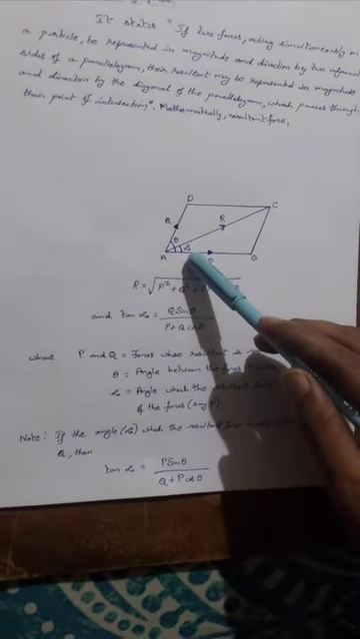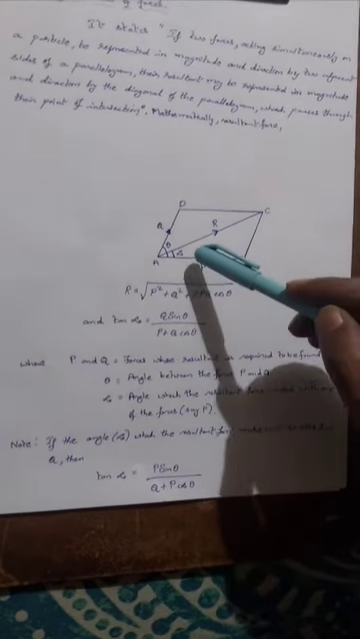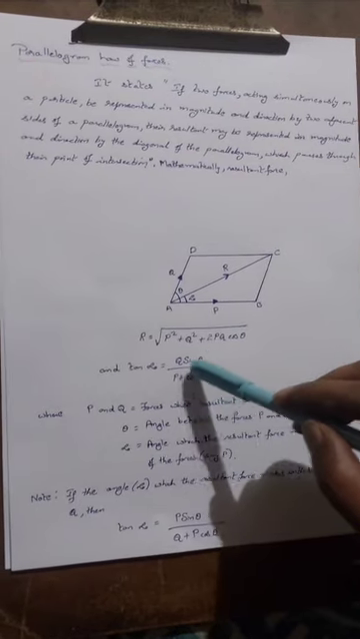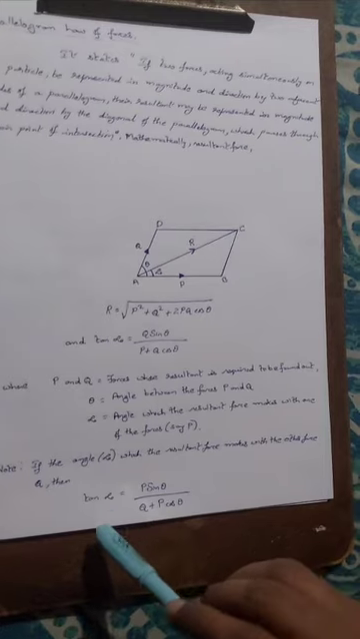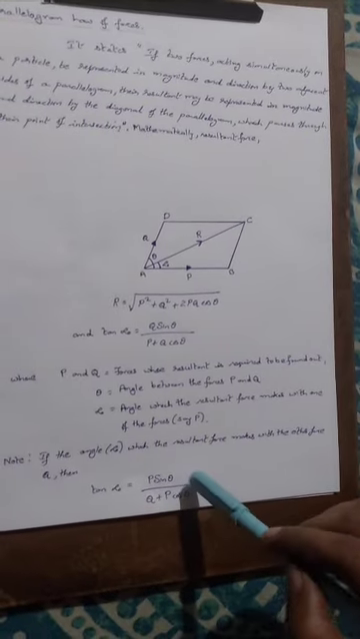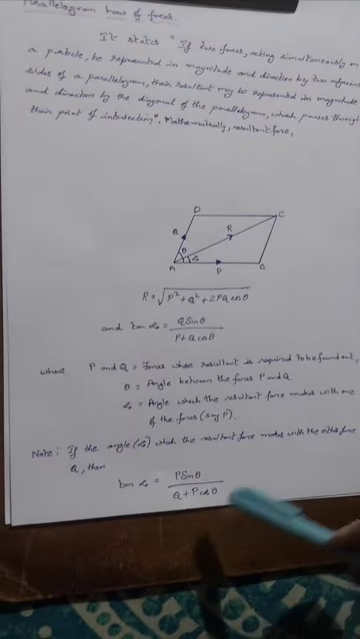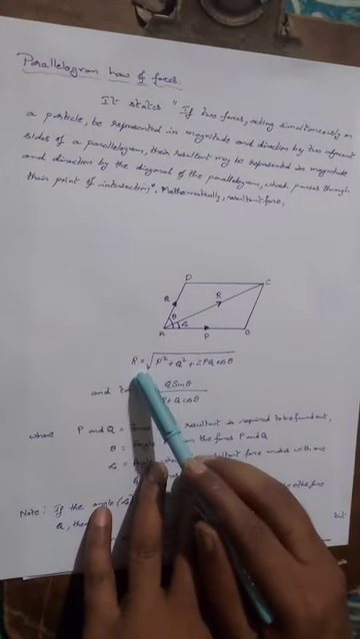If the angle alpha is the angle the resultant makes with P, tan alpha is Q sin theta by P plus Q cos theta. If it makes the angle with the other force Q, then tan alpha is equal to P sin theta by Q plus P cos theta. Now I am going to explain in detail how we get this formula.